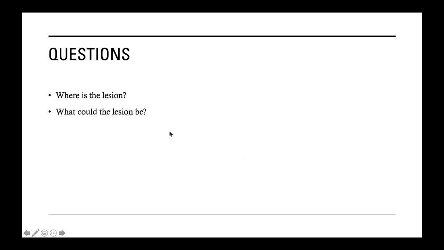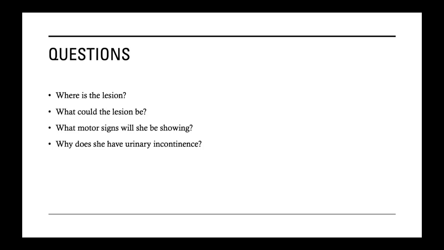And so what could the lesion be? So it's sudden, it's painful. So most likely this is going to be a slipped disc. What motor signs will she be showing? So as we've talked about, it's the lower motor neuron. So it's going to be a flaccid weakness, hyporeflexia, and hypotonia. And why does she have urinary incontinence? Well, when there's a slipped disc, it can compress the autonomic side of the nerve.